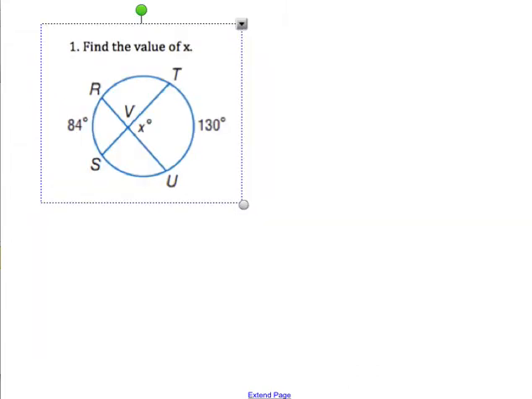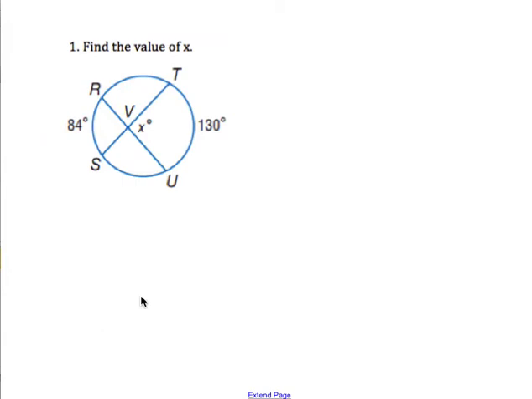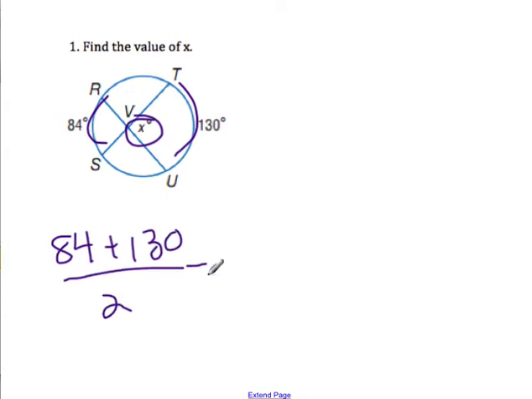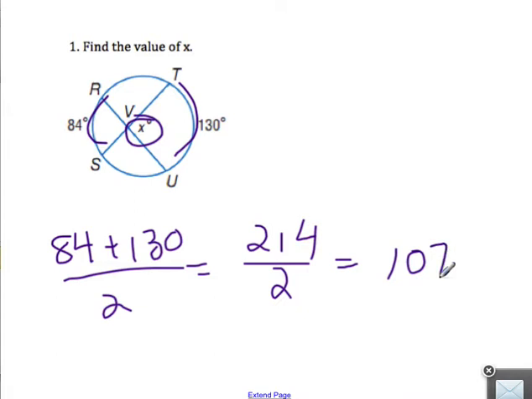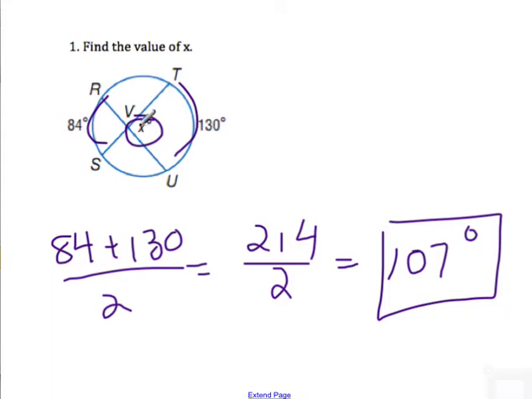For number 1, I notice that I know the two arc measures associated with these angles. To get that interior angle, all I have to do is take 84 plus 130, and then divide it by 2. It's always important on these that you add the top first. So 84 plus 130 is 214. Then you take that answer and divide it by 2. 214 divided by 2 is 107. That's going to be the degree measure of this interior angle right here.